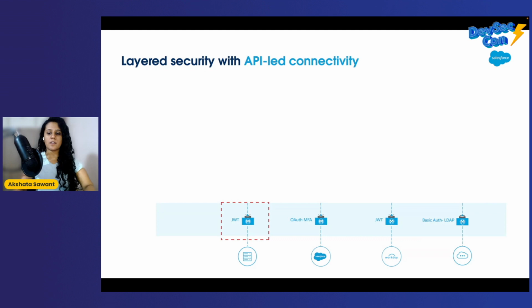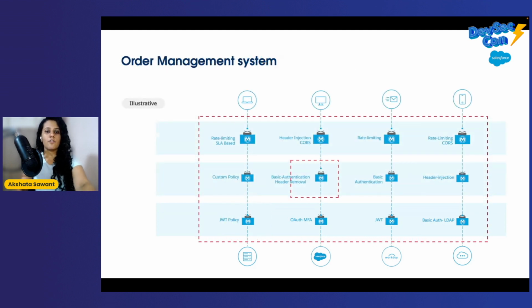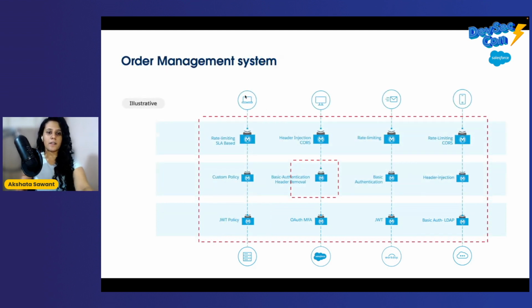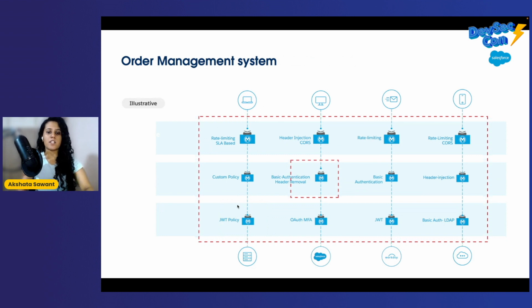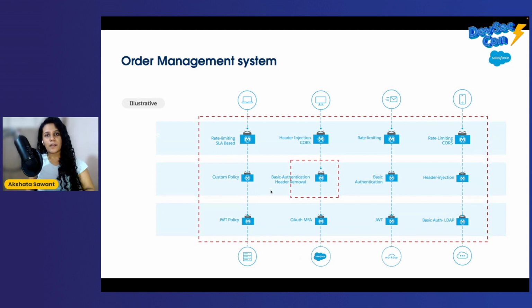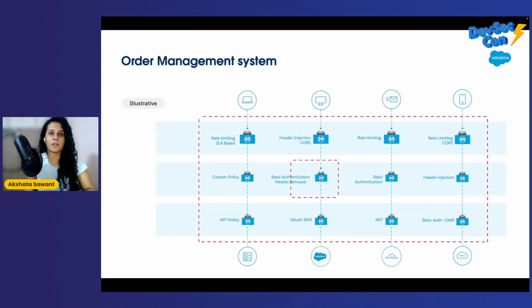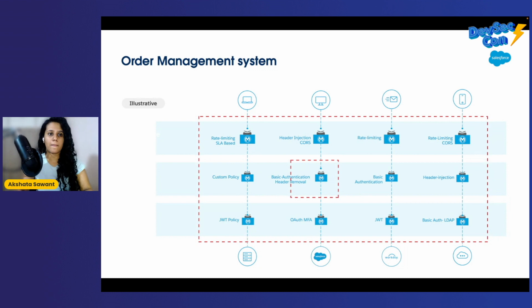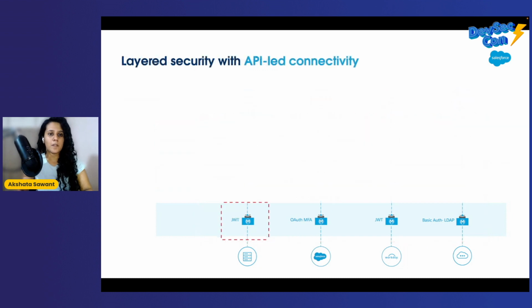Suppose a request is coming from the upper layer, from my desktop or machine, and it's coming all the way towards my Salesforce end. It has to pass through all the security stages at every end, and that's how I'm ensuring I'm securing my API ecosystem. So now let us see.